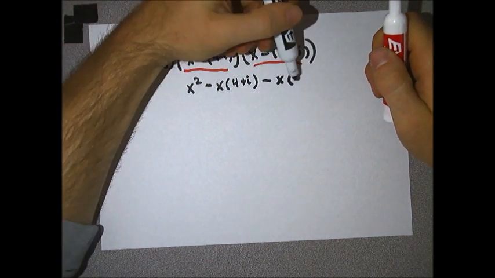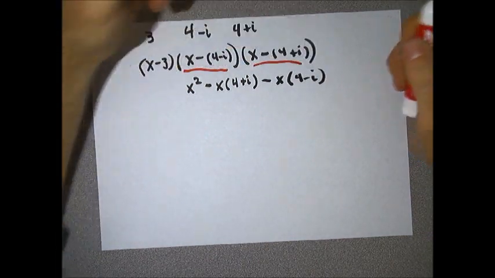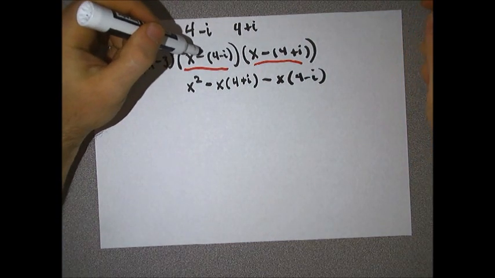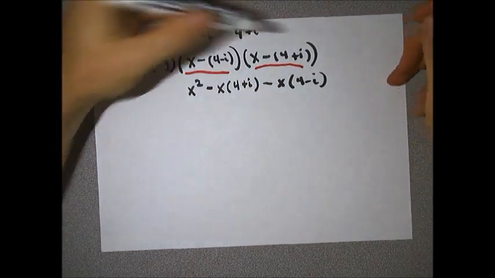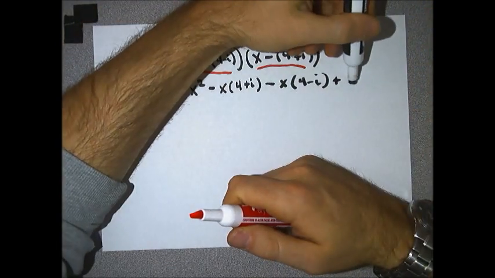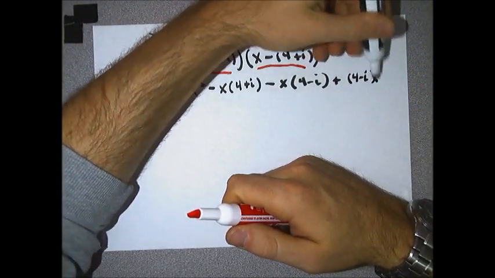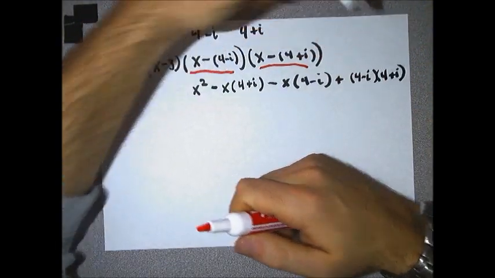X times 4 minus i. And last times last. Negative times a negative is a positive. And what were our quantities? 4 minus i, 4 plus i.